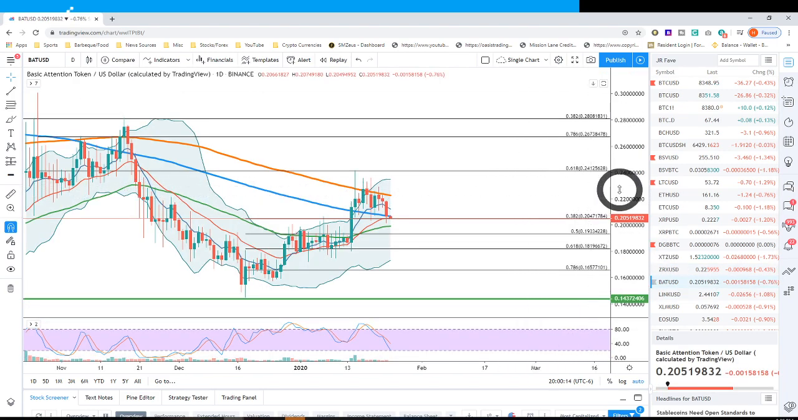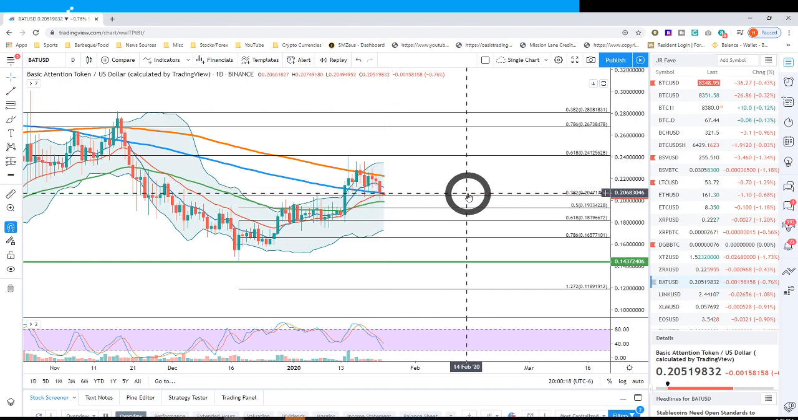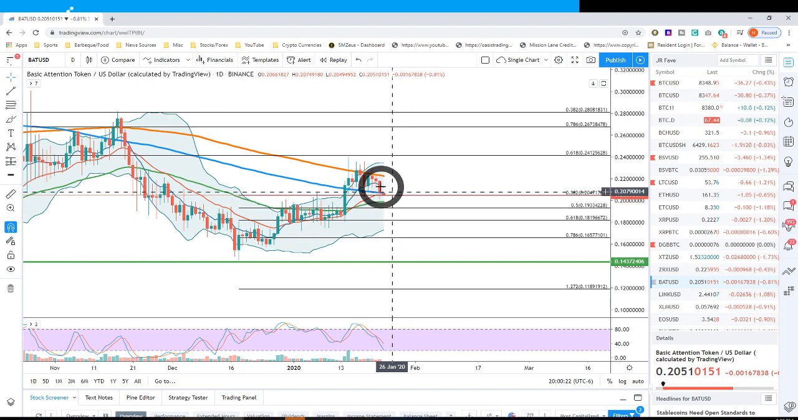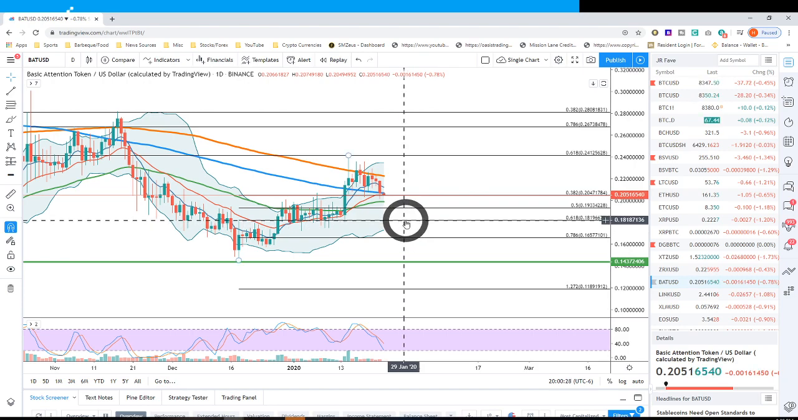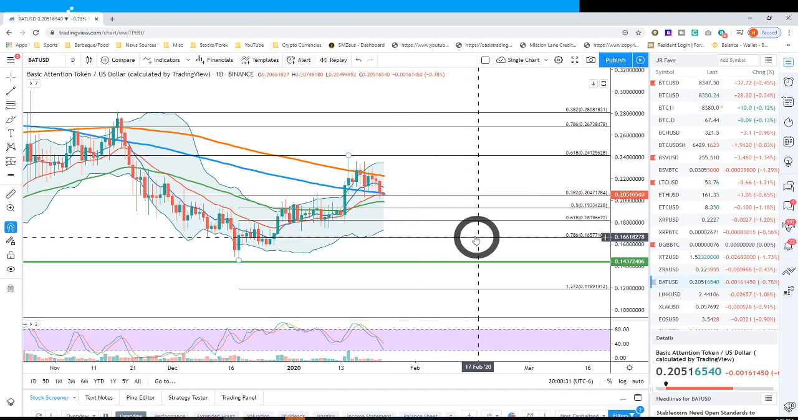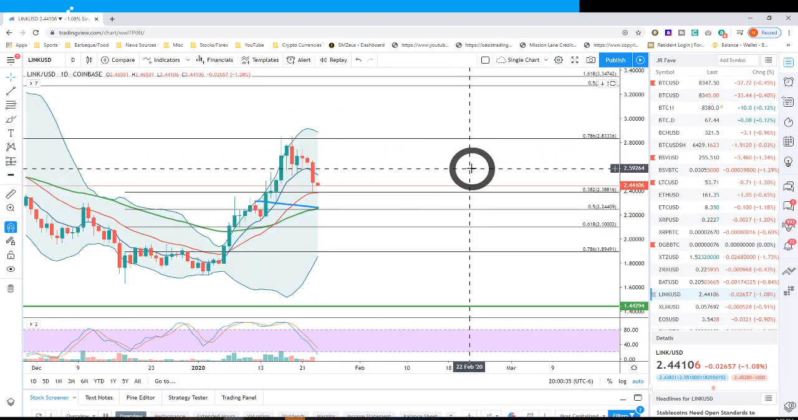BAT, pretty much the same thing as ZRX, still holding kind of in this area. 50-day moving average, 38.2. Big area of support right in here. So can this area hold, or is it going to break through for further downside? So let's also take a look at Link real quick.